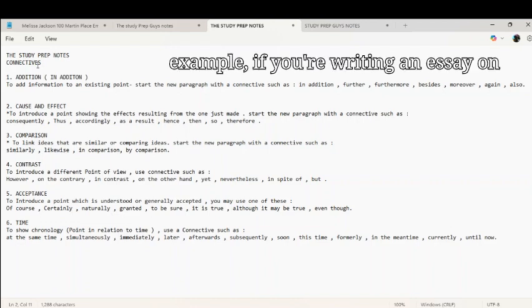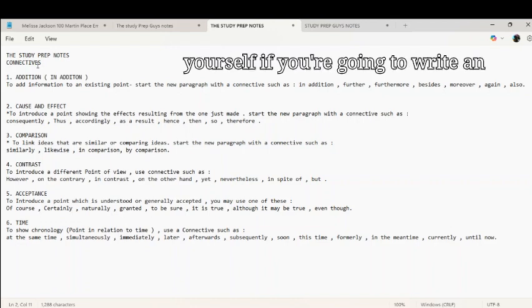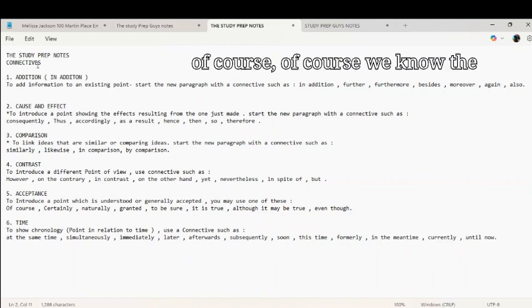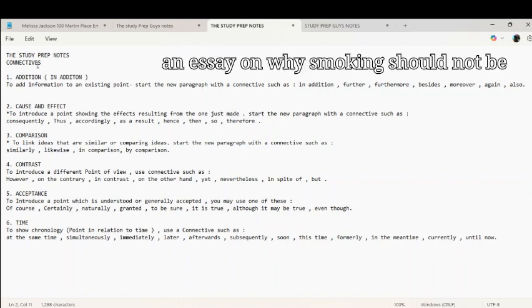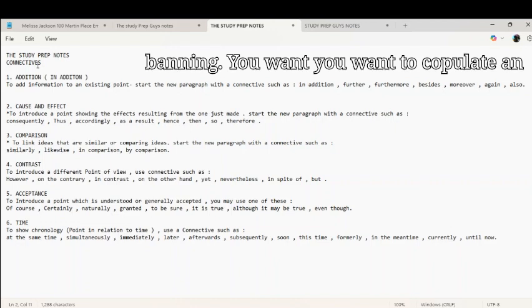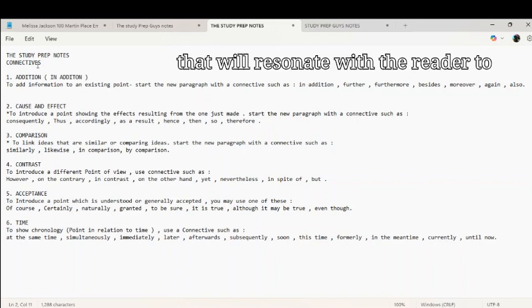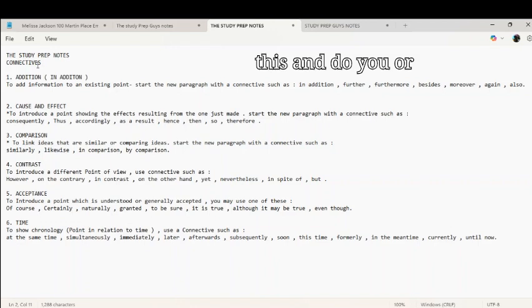For example, if you're writing an essay on smoking, I don't want to give too much, you will see it yourself. If you're going to write an essay on why smoking should be banned, you could make a statement like, of course, we know the negative. Or if you write an essay on why smoking should not be banned, you want to make a statement that will resonate with the reader to understand the deficits in that way of thinking. You can make a statement like this: it is true that smoking is bad.